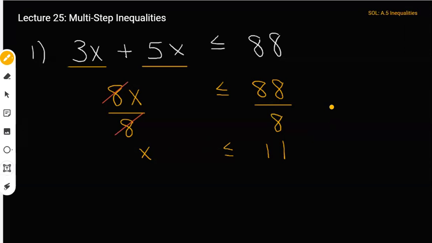So there's two things that we're going to do with this at the very end. We're going to write our solution set, and then we're going to graph it on the number line. So the solution set is going to be all the real numbers x, such that x is less than or equal to 11. And this vertical line here is going to mean such that.